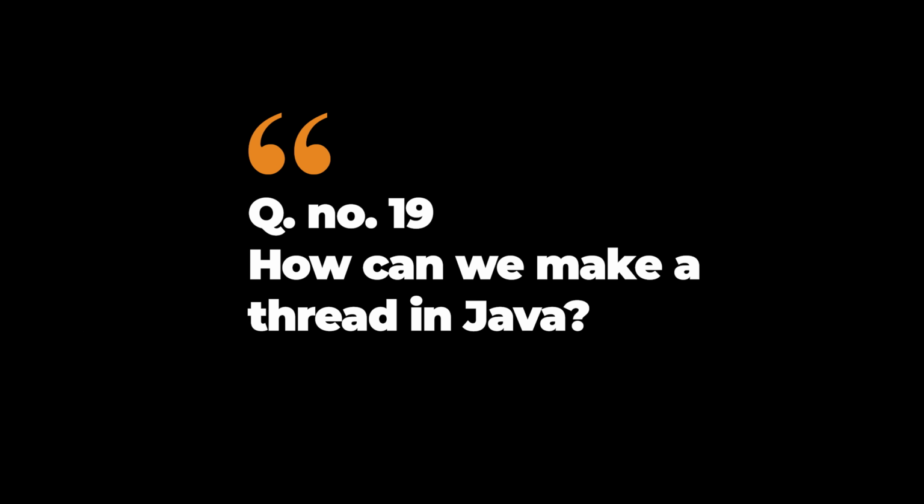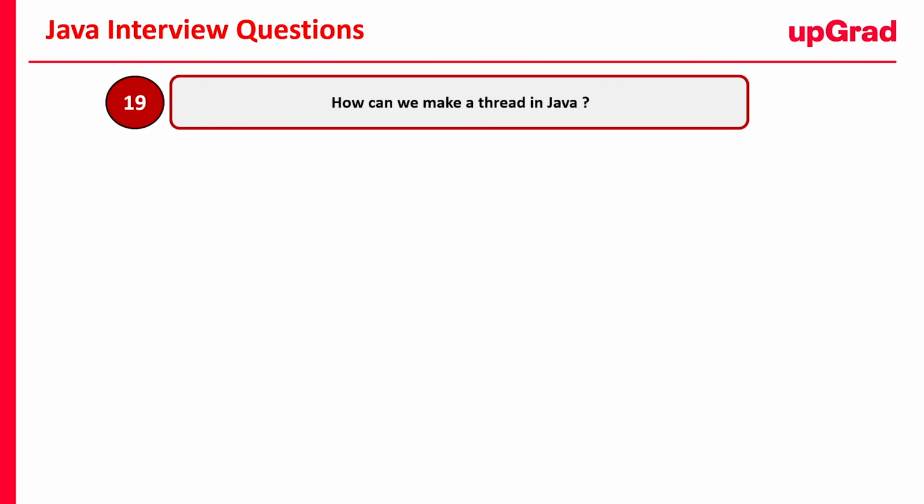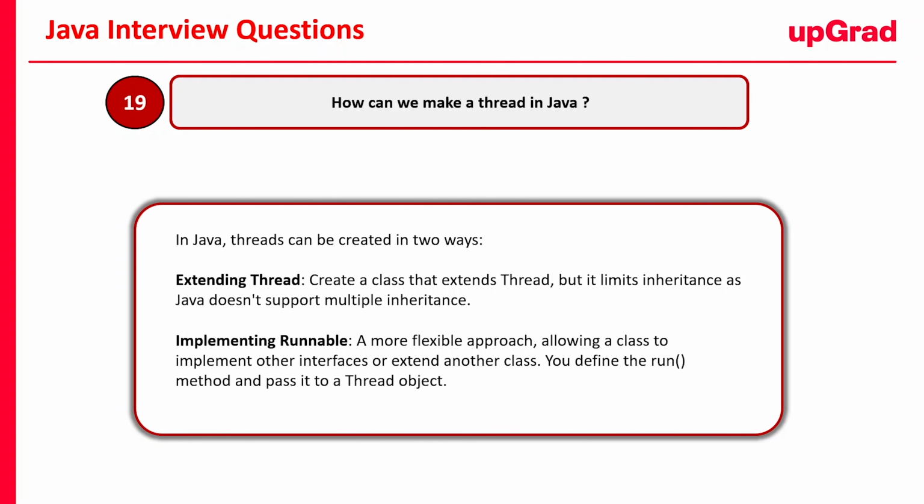So question number 19 is, how can we make a thread in Java? When you're asked about creating a thread in Java, the interviewer is checking your knowledge of multi-threading. So here's how you can answer. You can start with, there are two main ways to create a thread in Java. By extending the Thread class. This involves creating a new class that extends Thread. However, the downside is that since Java doesn't support multiple inheritance, extending Thread prevents you from extending any other class.